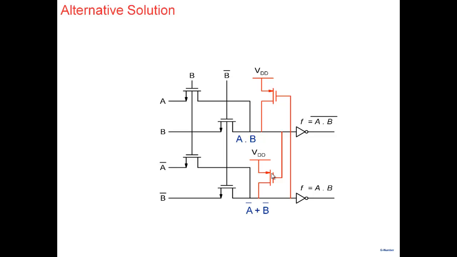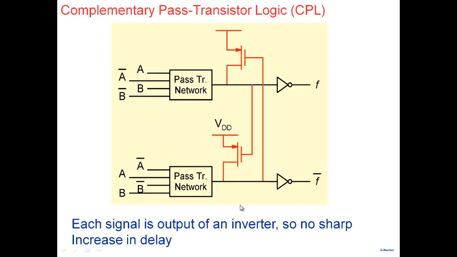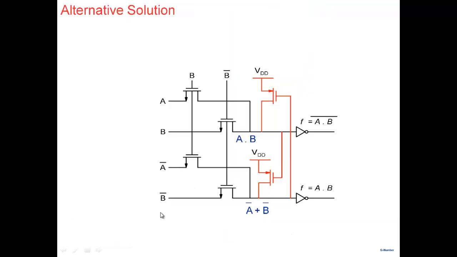Now, this is the logic that we are talking about. A complementary pass transistor logic here. So this is an NMOS network, and this is an NMOS network here. This is also an NMOS network here. If this is driven by A, B, then you put A bar, B bar here, complementary, as you can see here.